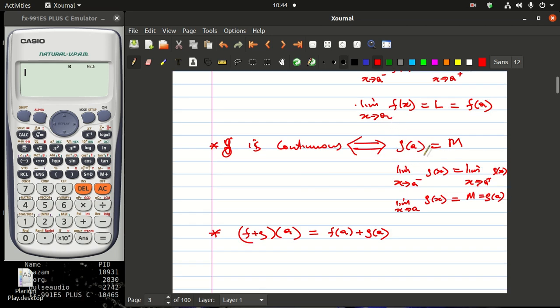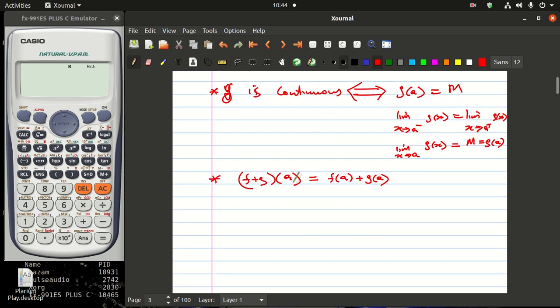The first condition is saying we must actually have the same value, and that's what we want to prove. And then secondly, we want to prove that the limit as x approaches a of f of x plus g of x, which is the same as this whole thing, is the same as actually.